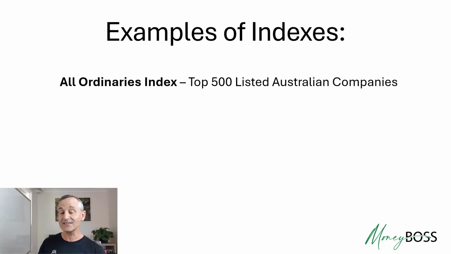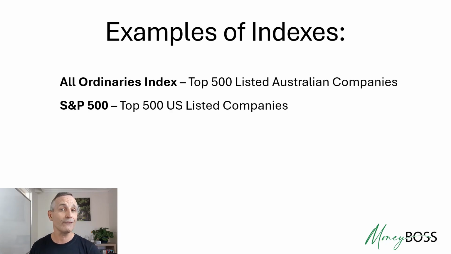The All Ordinaries here in Australia is the measure of the value of the top 500 shares in Australia. So the top 500 shares listed on the stock exchange, what is the total value of those? And the goal of an index would be to track those top 500 shares. So we've got the All Ordinaries Index, we've got the S&P 500, which is probably the most famous index in the world. This is the top 500 US companies listed on the US stock exchange.